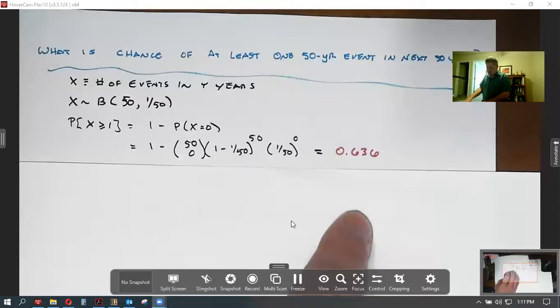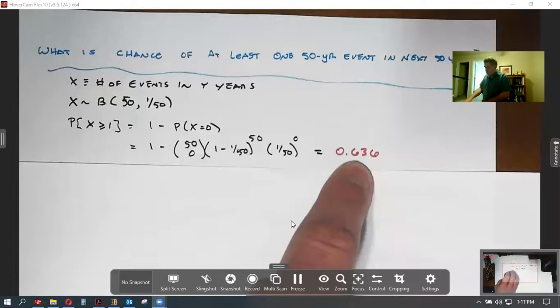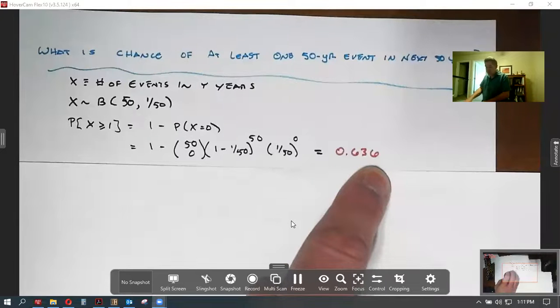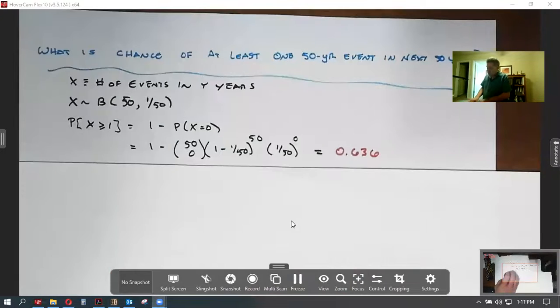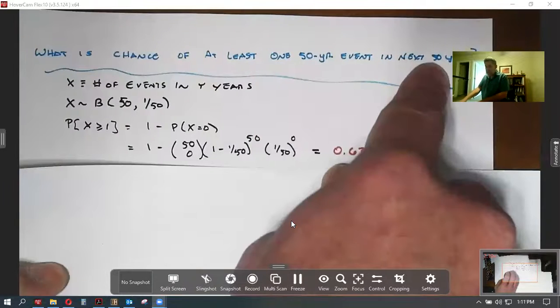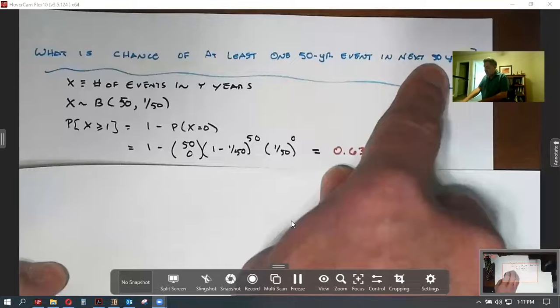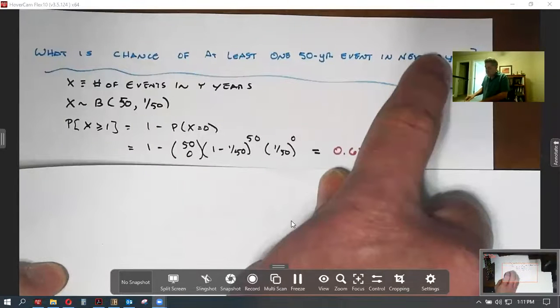Also means that we have about a 36.4% chance of not seeing that. That's basically a 2-to-1 ratio between whether we will or won't see the n-year event in the next n years. It is not certain that we'll have it, right?